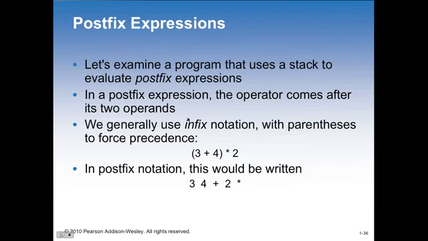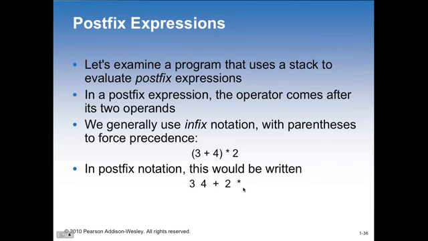And here's our postfix expression. The operator comes after its two operands. This is kind of an example of why runtime environments use a stack, because after we've taken in all the data, we can understand what the operation is all about, and we can do it. We generally use infix notation with parentheses to force precedence. So here we have 3 plus 4, add this together, then times it by 2. Postfix notation, we would write as 3, 4 plus 2.